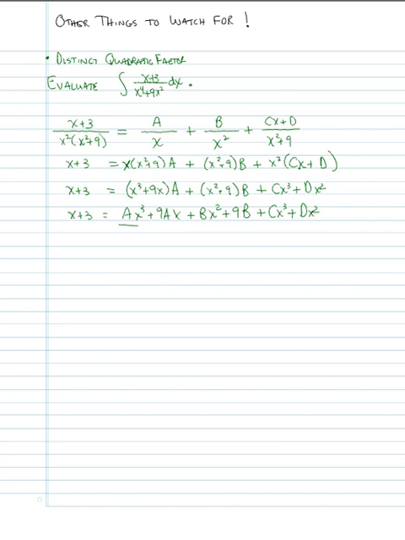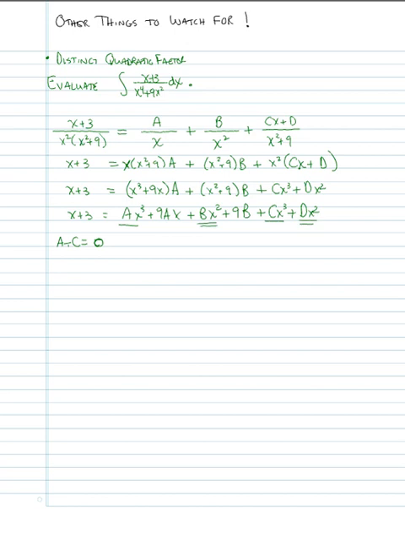Now, I'm looking at my x cubed terms. I have two of them, a plus c, because those are the two x cubed terms. A plus c is the coefficient of x cubed. And since there's no x cubed term on the left side, a plus c must be 0. Then I'm looking at my x squared terms.